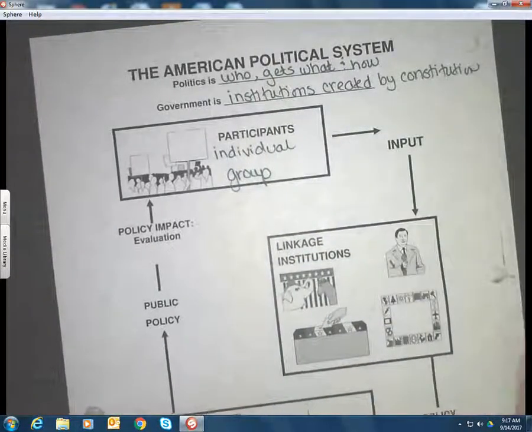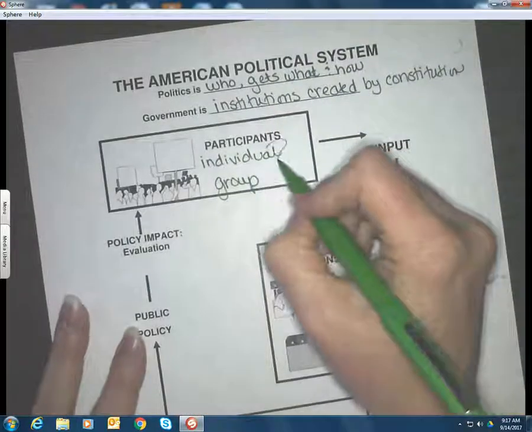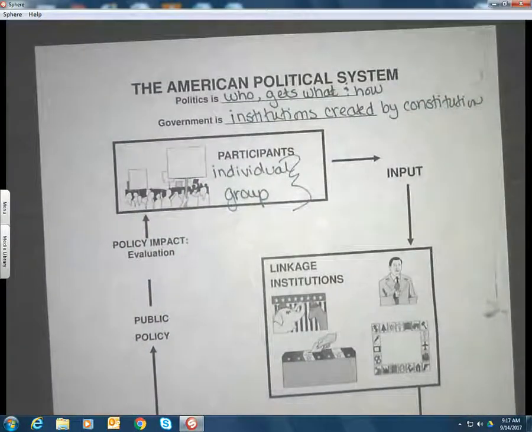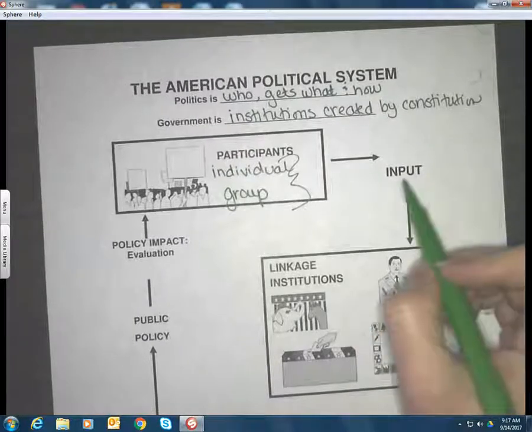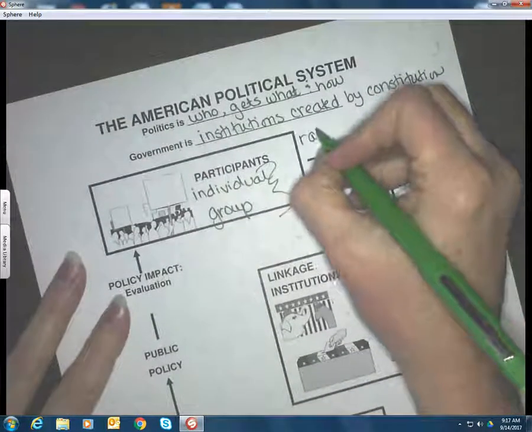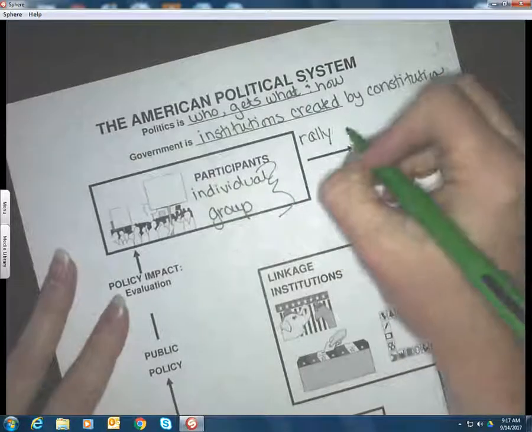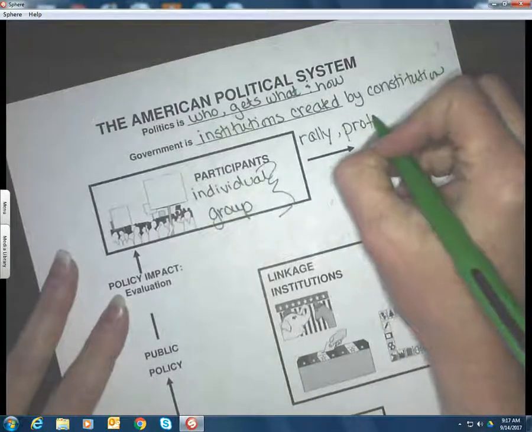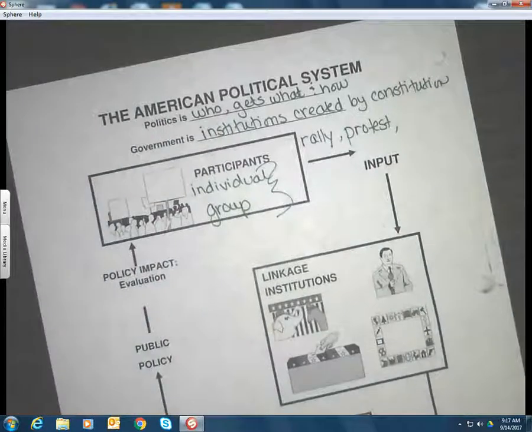Okay. All right. So in terms of participants, you guys help me. What are some ways that we can communicate to our country and to our leaders what we want? Rallies? Okay. Good. So we can have a rally or a protest. Okay. What else?